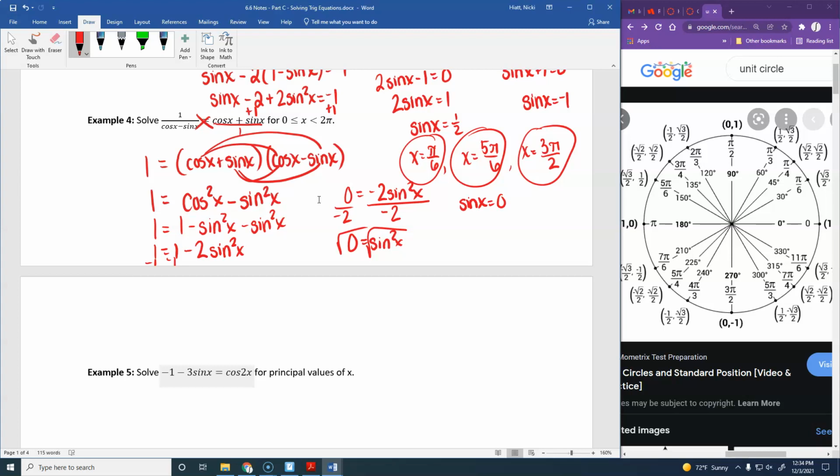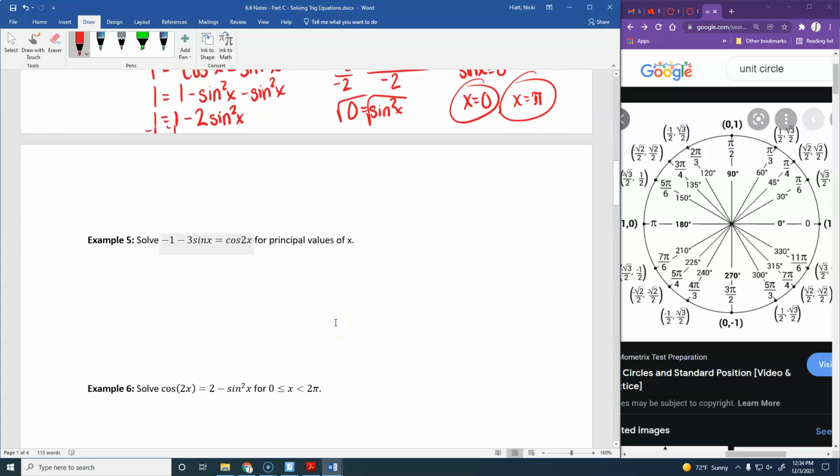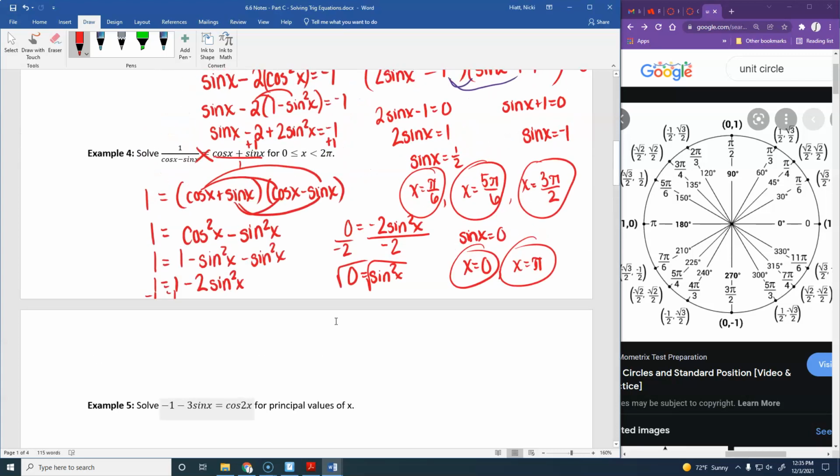And Sarita, where does sine x equal 0? Good. And where else? At pi. So 0 and pi would be our 2 answers. Questions?